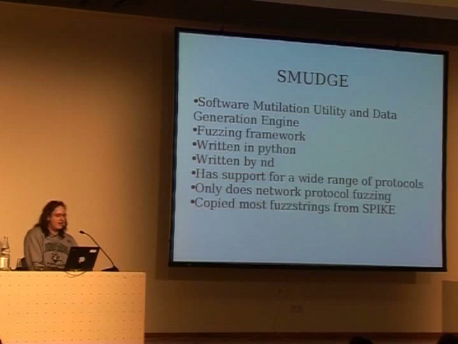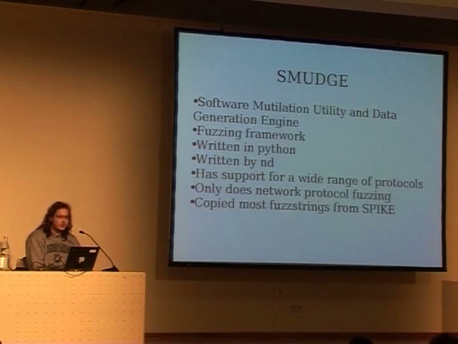Right, so moving on to the next fuzzer. This is Smudge. It's a fuzzing framework which is written in Python by a friend of mine, Andy. Smudge stands for Software Mutation Utility and Data Generation Engine. It has support for a lot of protocols. Unfortunately, it only does network fuzzing, so you can't do anything else with it. Some of the test cases it uses were taken from Spike, which is something I'll cover in the next couple of slides. So Smudge is pretty cool.